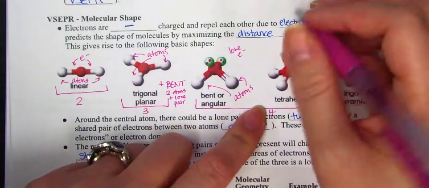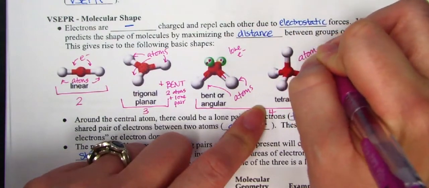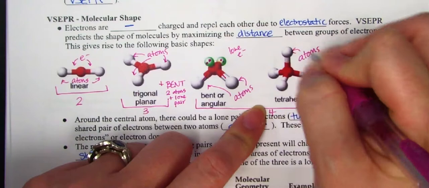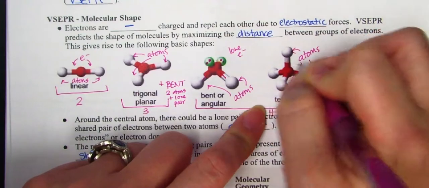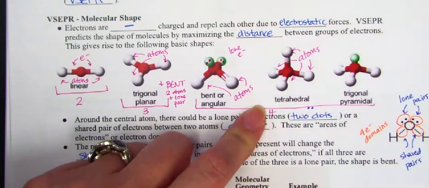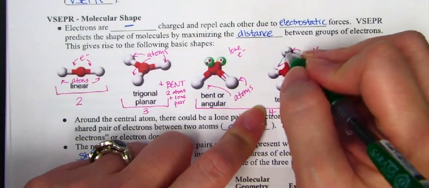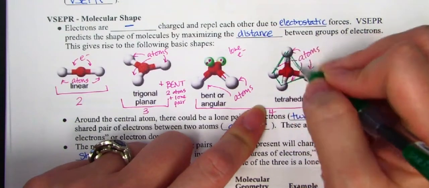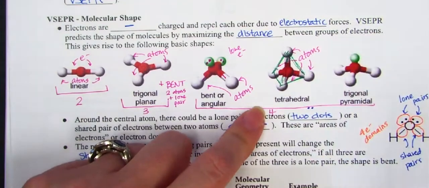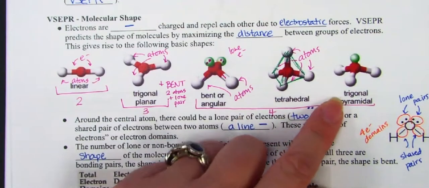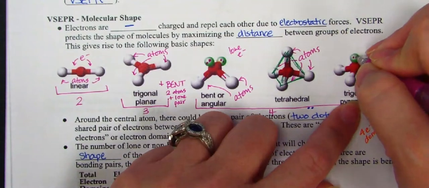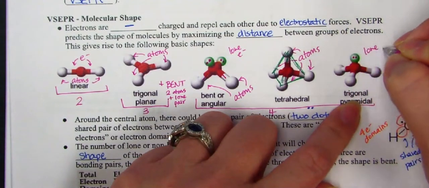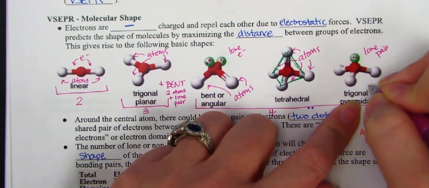If I have all 4 connections or electron domains occupied with atoms with shared pairs of electrons, then I'm going to get this tetrahedral shape. And so we get tetrahedral because it makes a triangular prism almost out of that shape. And then finally we have if one of them is a lone pair and then I have 3 atoms, I'll get the trigonal pyramidal.